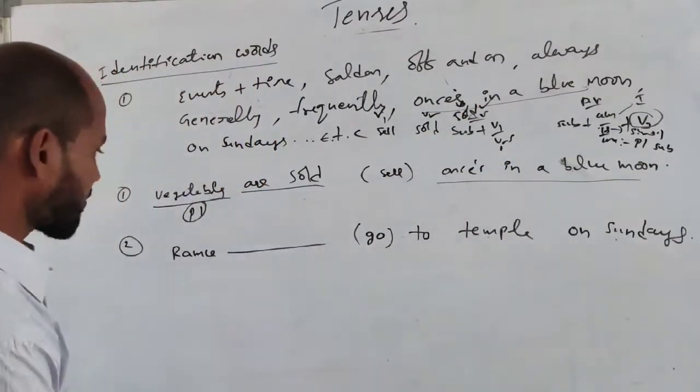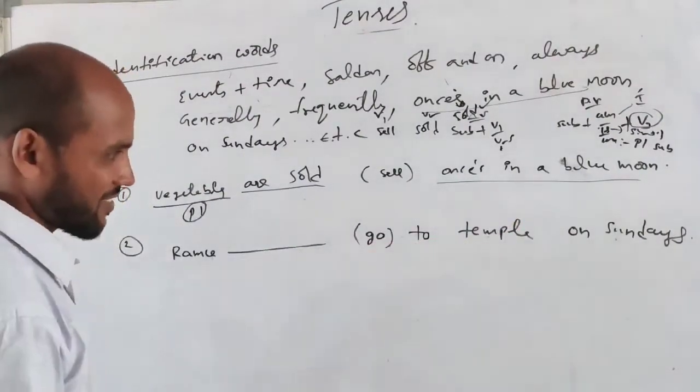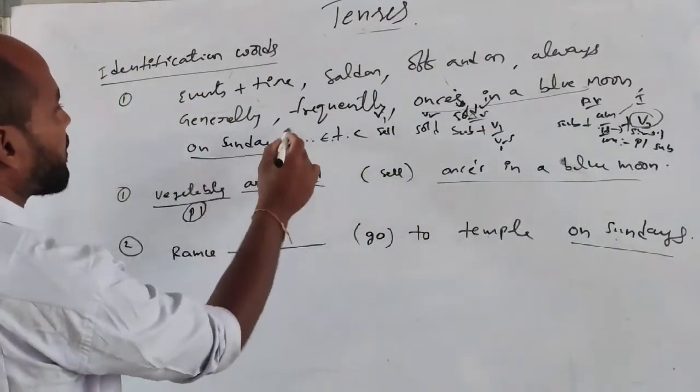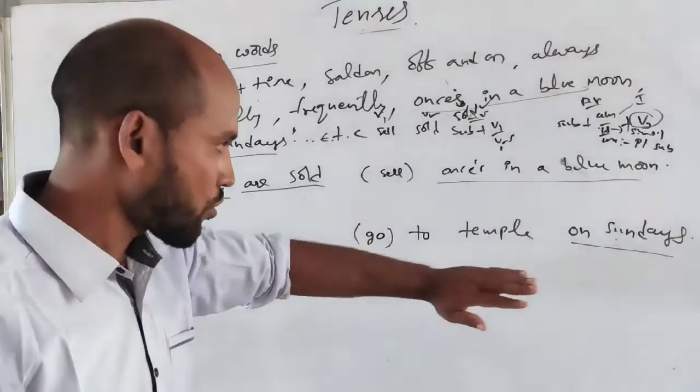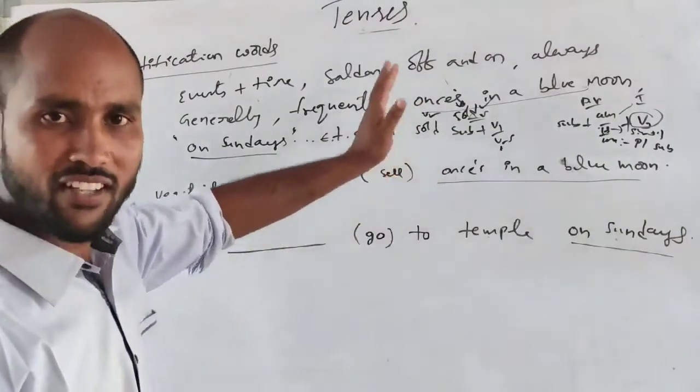The next sentence is Ramu go to temple on Sundays. On Sundays is an identification word of the simple present tense. So this structure also follows either active voice or passive voice.